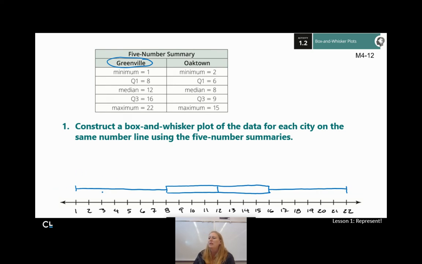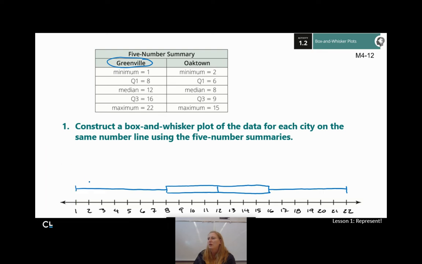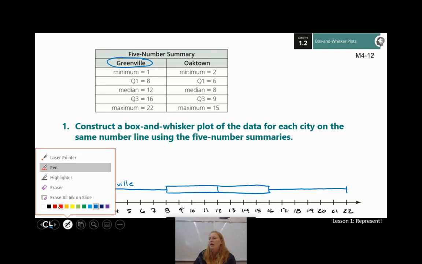I'm going to make a little label here. I'm just going to point out that this is Oakville, just so I can remember, hey, this is Oakville. That's not Oakville, it's Greenville. Oh my gosh, Miss Scott, you don't even know where you are. That happens. Sorry, so we'll fix that. So this is Greenville, except I can't write it very well. Greenville.